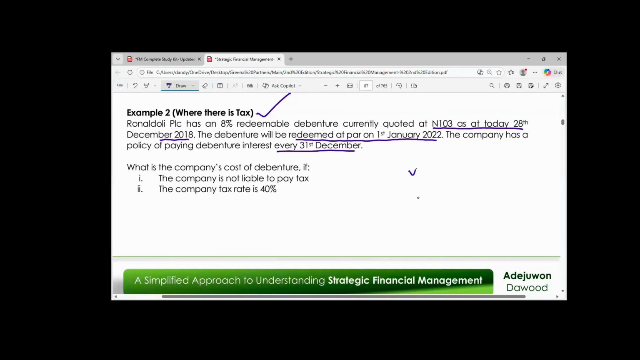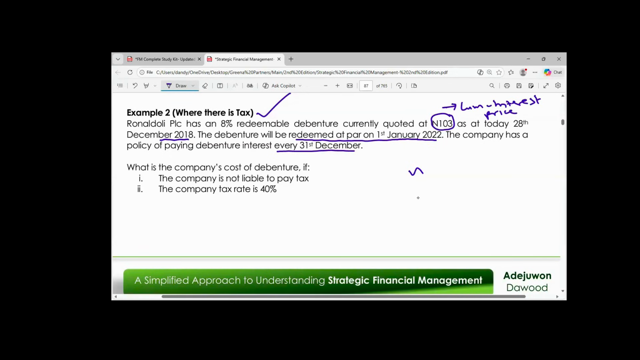If they have not paid the interest, that means the share price given to you, this price of 103 naira, is cum interest price. That means the market price of 103 naira includes interest. So if it includes interest, what are you supposed to do? First thing first, you have to deduct the interest element, because you cannot use cum interest price to calculate the cost of redeemable debt. You have to use ex interest price.